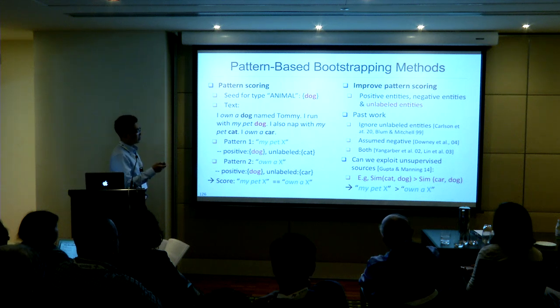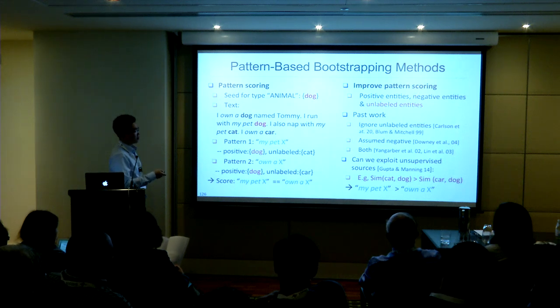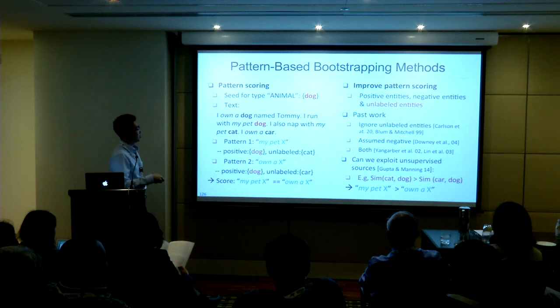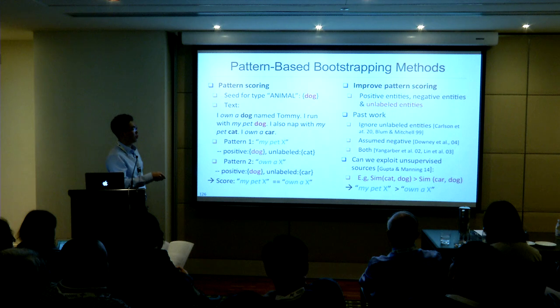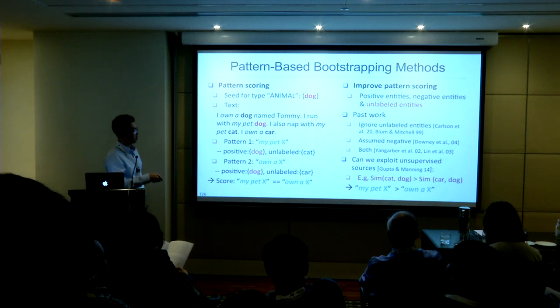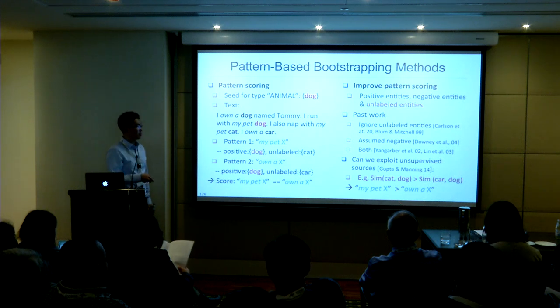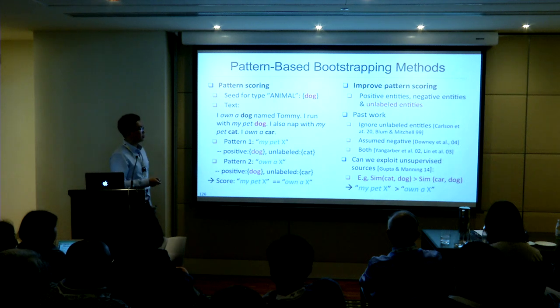So what if we look at the unlabeled entities, like cat versus car here? If you note, cat actually is more similar to dog than car is. So you can score my pet X as a better pattern for recognizing an animal in this case. That's the basic idea of leveraging the unlabeled entities to score the pattern. The past approaches either ignore these unlabeled entities, or assume they are all negative. This is pretty aggressive. But the better way is to leverage some external sources to figure out that a cat is closer to dog than to a car. So then you can score a pattern in a better way.